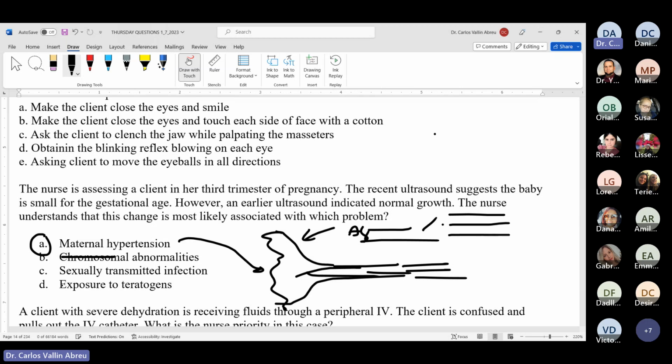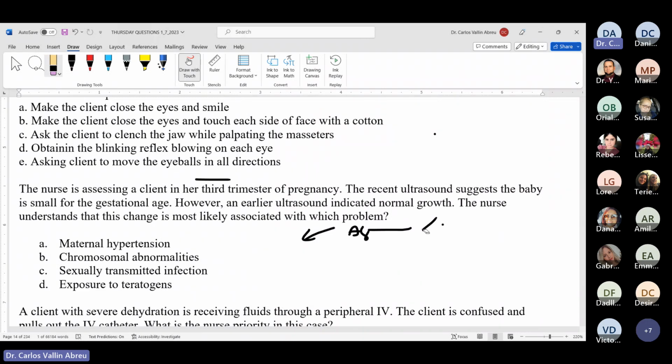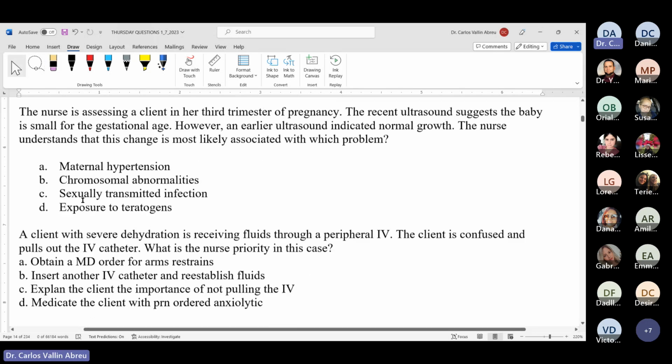Chromosomal abnormalities and teratogens would be affecting the pregnancy from the beginning. And what they said is, at the beginning, no problem. The problem is at the end. So it is an accelerated aging of the placenta as a consequence of hypertension. The answer is A. Okay, the last question.